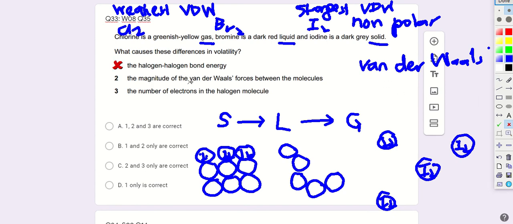Number two, the magnitude of van der Waals forces between the molecules. Yes, they all have different strengths of van der Waals forces, some lower, some higher. That's why they appear as gas, liquid, and solid, different states. Now, what causes the different magnitude in the van der Waals forces is the number of electrons. So number three is also correct. So the answer to this question will be C. Okay, 2 and 3 only are correct.